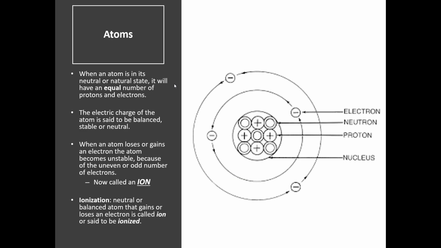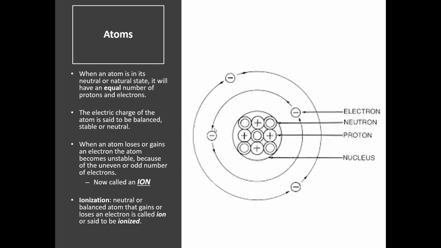So, talking about atoms a little bit more, I said this a little bit on the first one, so we'll just kind of move through this quickly. When an atom is in its neutral or natural state, it will have an equal number of protons and electrons. So this would be a neutral or equal state atom. So still beryllium, 4 protons in the nucleus.